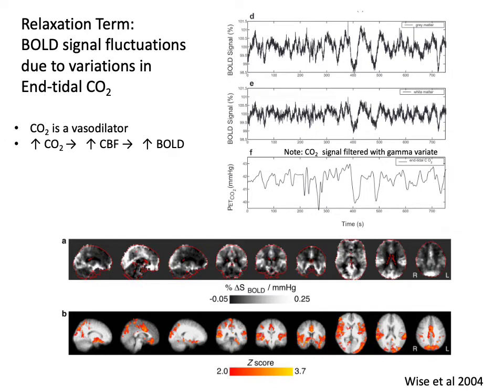Now I'd like to transition to factors that primarily affect the relaxation term. With variation in breathing, carbon dioxide levels can fluctuate considerably over the course of an fMRI scan. Wise and colleagues demonstrate that the fluctuations in end-tidal CO2 were strongly correlated with fluctuations in the BOLD signal across multiple brain regions. As carbon dioxide is a potent vasodilator, it's thought that fluctuations in CO2 lead to fluctuations in cerebral blood flow, which in turn modulate levels of deoxyhemoglobin and the BOLD signal. Thus, the observed changes are thought to act primarily through the relaxation term.